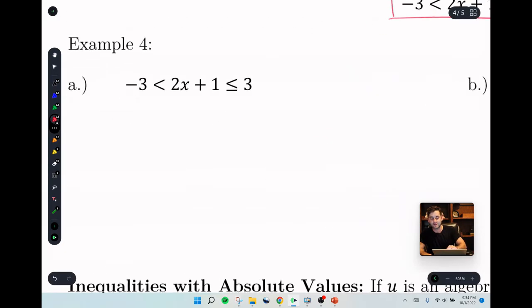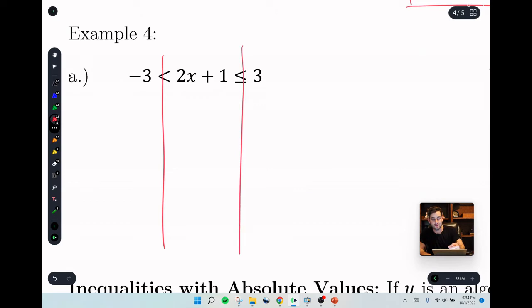And to solve these, we treat them just like normal, but now what you do to one side, you do to both sides, all three sides. So if I was going to subtract 1 like I would to get x by itself, now I have to subtract 1 from all sides, right? So now I've got negative 4 is less than 2x is less than or equal to 2. If I was going to divide by 2, now I have to divide by 2 on all sides.